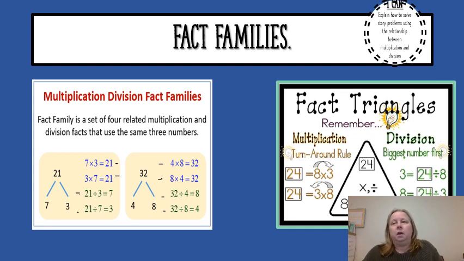Same ones. All right? And then we have the fact triangle that we can remember with multiplication and division with the turnaround rule. Same exact thing. If 24 is equal to 8 times 3, 24 is also equal to 3 times 8. If you have 3, it can be equal to 24 divided by 8. All they did was flip the answer to the front instead of at the back. It doesn't make the problem incorrect, still correct. All right, let's move on.